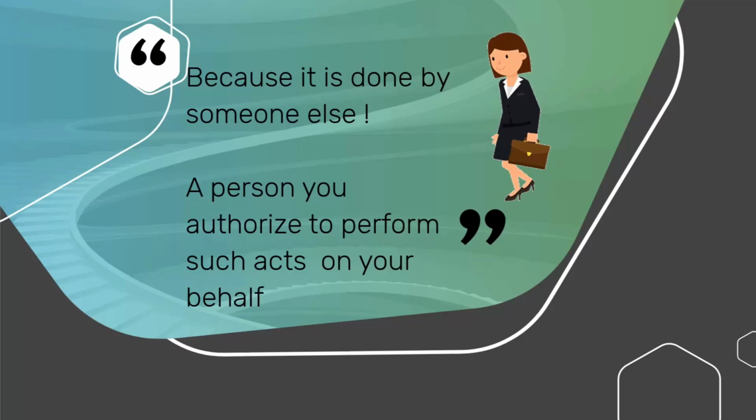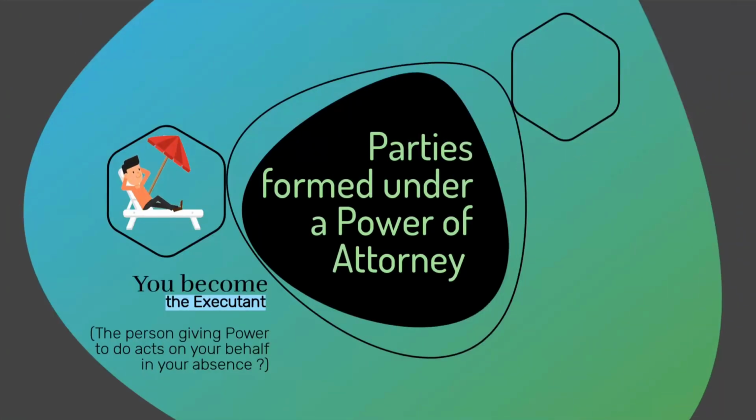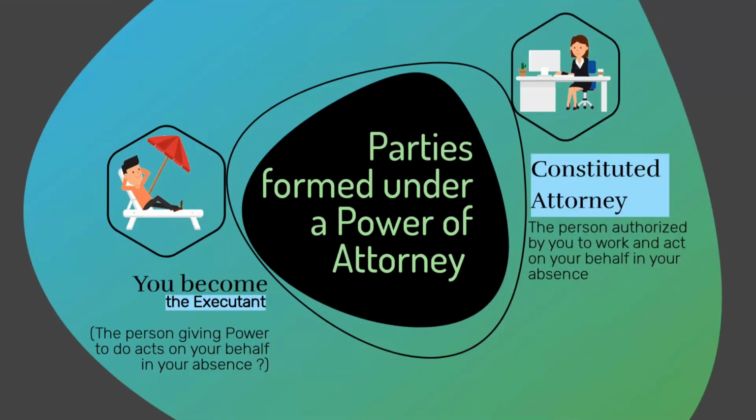So which are the parties which are formed under a power of attorney? There are two. First one is the executant, that is you. You are the person given power to do such business on your behalf in your absence. So you are the executant. And who is the other person? The other person is the constituted attorney, the person authorized by you to work and act on your behalf in your absence. So first one is the executant and the other one is the constituted attorney.